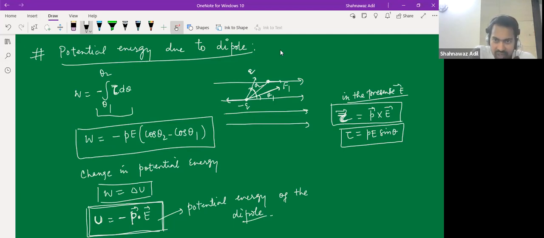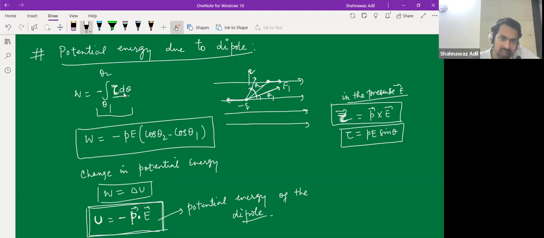Torque, sir. So the overall linear force becomes zero, because this force is in this direction and that force is in the opposite direction. They are canceling out, so the linear force cancels and F net is zero. But due to this dipole, we have a net torque, so due to this torque we'll have some work done.